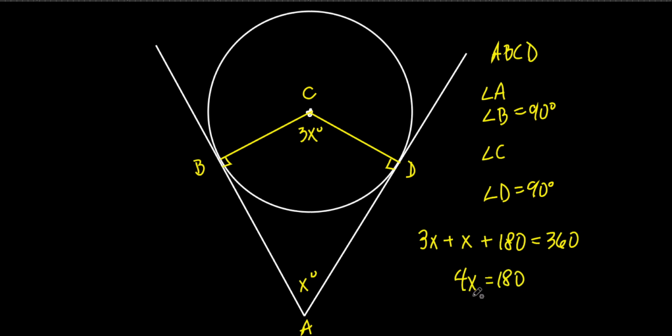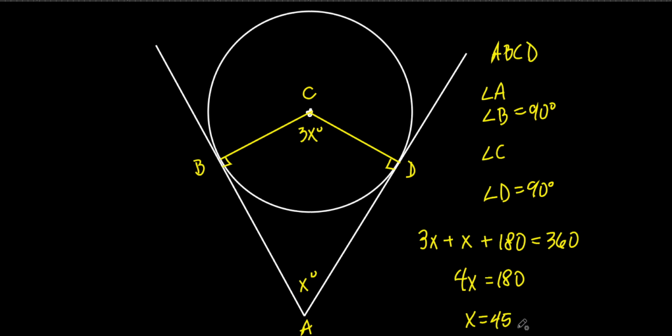Can you do this in your head? What's 180 divided by 2? It's 90. Then divided by 2 again, that'd be 45, right? So 180 divided by 4 is what? 45. Without even using your calculator, right?